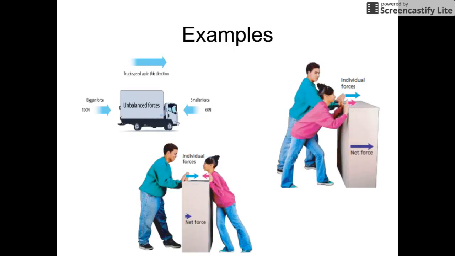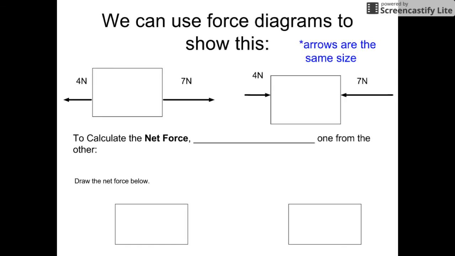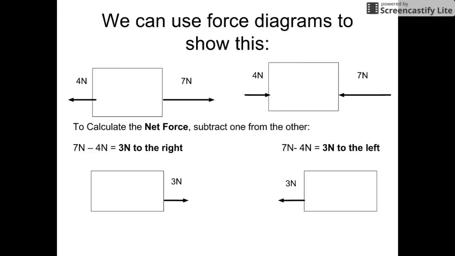Occasionally, we have two people going in the same direction, as in the example with the box and the two people on the same side. So in a force diagram, if they're going opposite directions, again, we subtract. So we would have 7 newtons minus the 4 newtons, and we wind up with 3 newtons to the right in the left picture. And then in the right picture, we wind up with 3 newtons to the left.